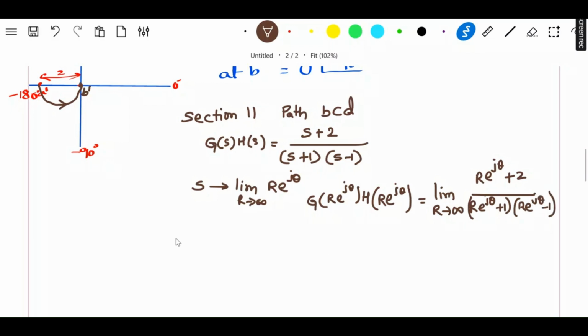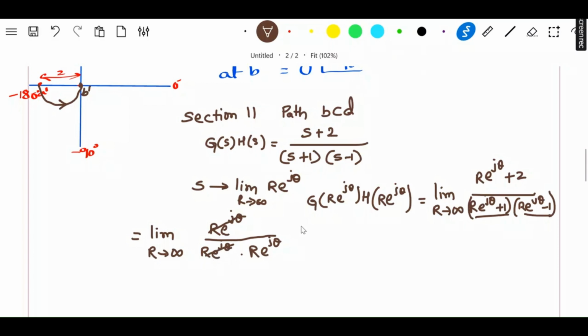As we know, r tends to infinity, so r into e power j theta will be very much higher than 1. So I can write this as limit r tends to infinity. So r into e power j theta plus 2 can be just written as r into e power j theta, because 2 is very less compared to r tending towards infinity. And in the denominator, we get r into e power j theta into r into e power j theta. Okay, so this term will become just r into e power j theta, because r is infinite, so 1 is very less. Even here minus 1 is very less, so you will be remaining with r into e power j theta. So if you see here, one term r into e power j theta gets cancelled.